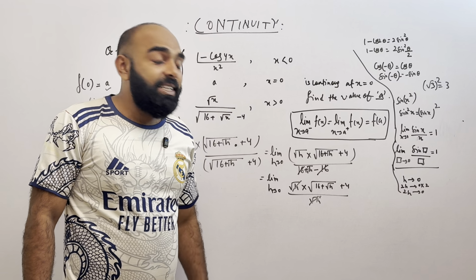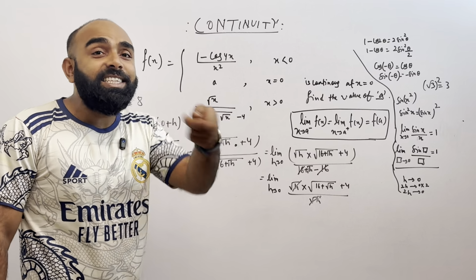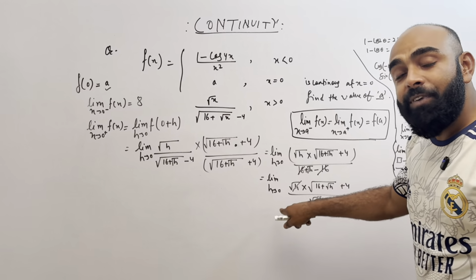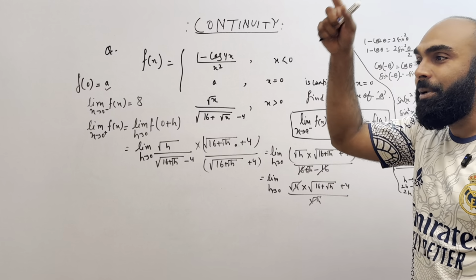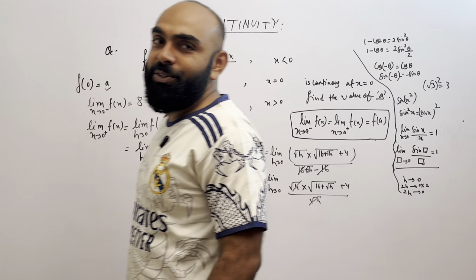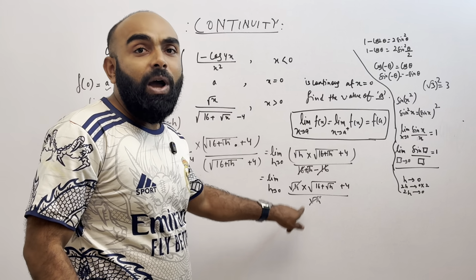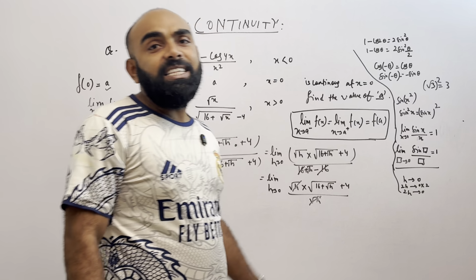Are you getting my point? Since h is tending to 0, h is not equal to 0. Am I keeping the h value exactly at 0? No sir, in a limit you are not keeping the value exactly 0. Since h is tending to 0 and not exactly 0, I can cancel out this one, sir.